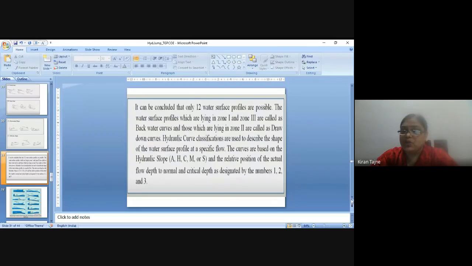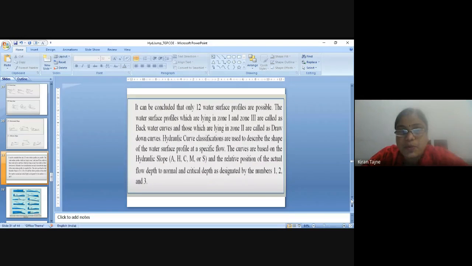However, in case of critical slope, NDL and CDL are the same, so C2 will not appear. In case of horizontal and adverse channel, the first profile, H1 and A1, will not occur. Therefore, it can be concluded that only 12 water surface profiles are possible out of these 15 because of the condition which is given.